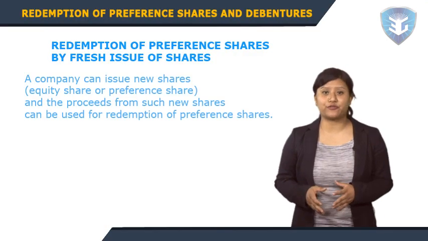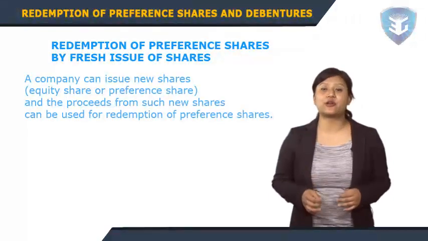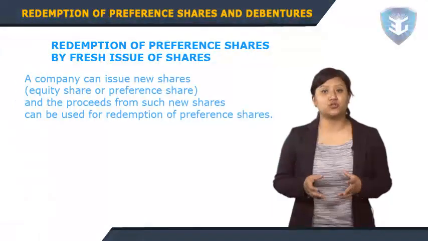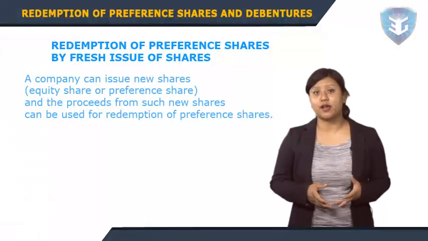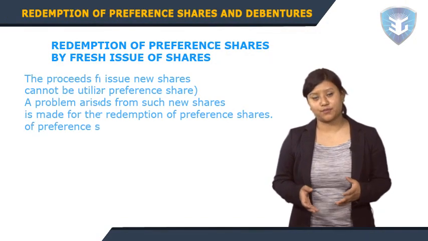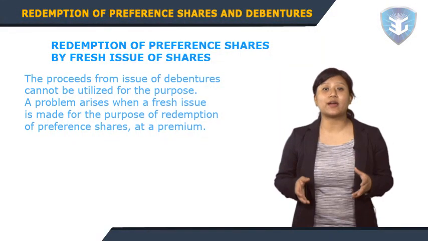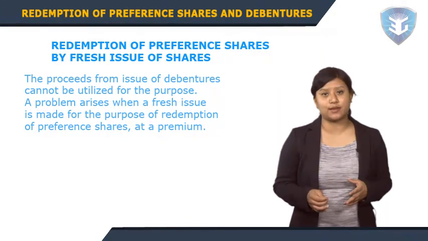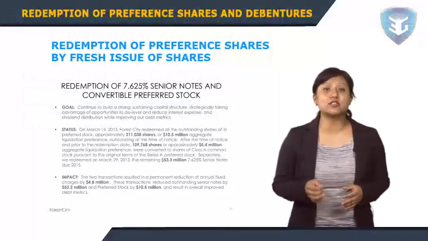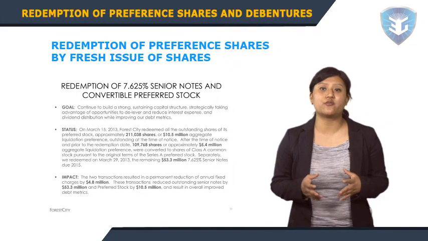The redemption of preference shares by fresh issues of shares. One of the methods for redemption of preference shares is to use the proceeds of a fresh issue of shares. A company can issue new shares, equity share or preference share, and the proceeds from such new shares can be used for redemption of preference shares. The proceeds from issues of debentures cannot be utilized for the purpose. A problem arises when a fresh issue is made for the purpose of redemption of preference shares at a premium. The point to ponder is whether the proceeds of a fresh issue of shares will include the amount of securities premium for the purpose of redemption of preference shares.